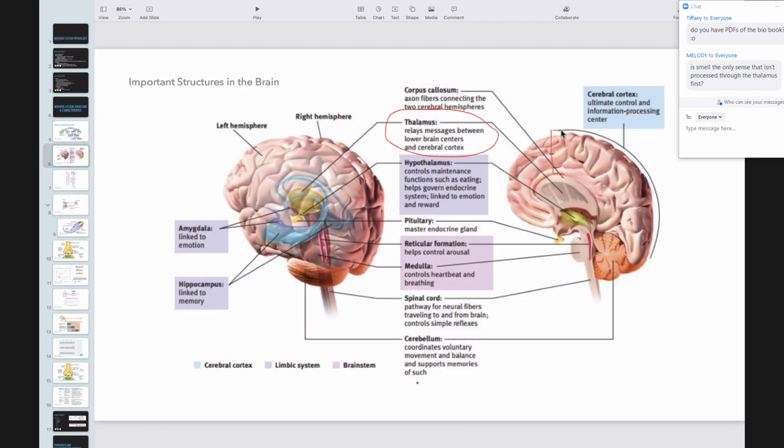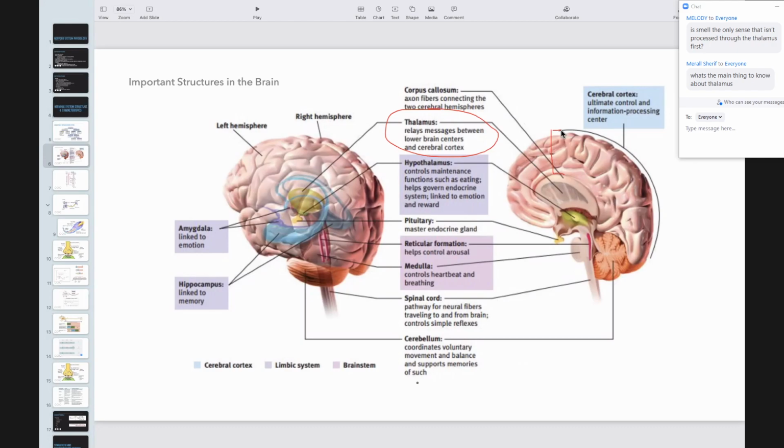Is smell the only sense that isn't processed through the thalamus first? I actually don't know where smell is processed first. But just a rule of thumb for the MCAT, everything goes to the thalamus first. I don't know if anybody knows off the top of their head where smell is processed first.